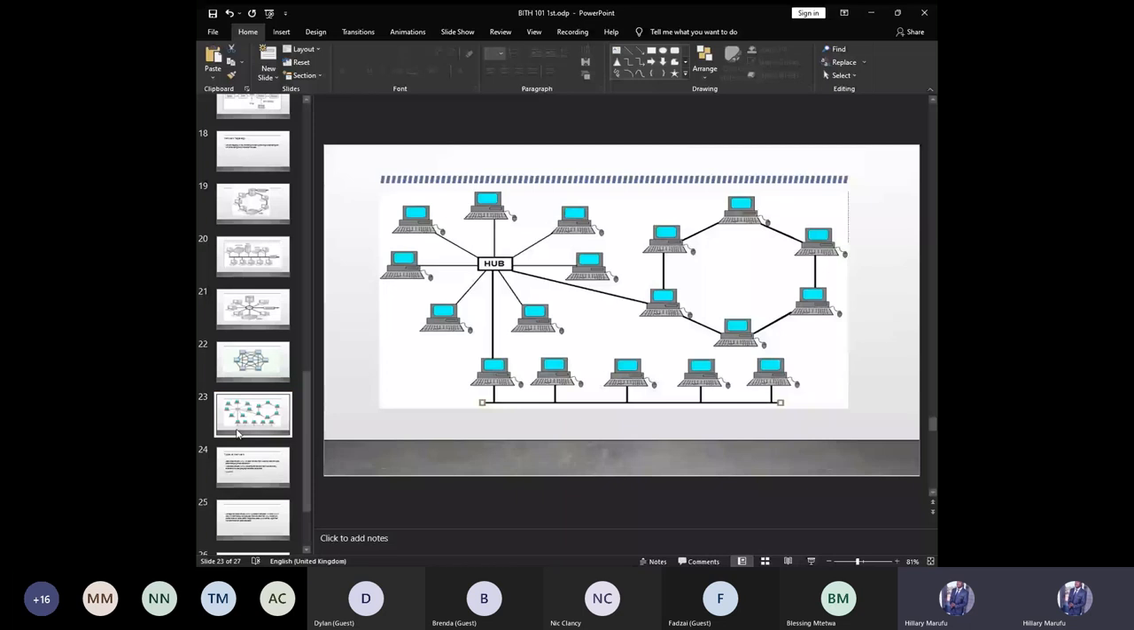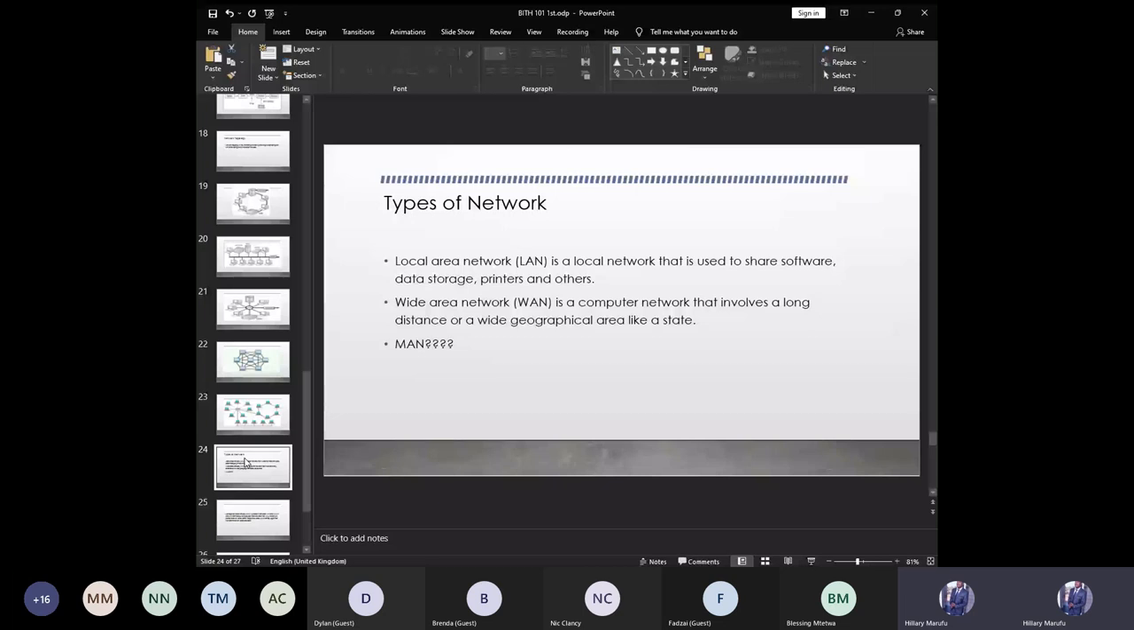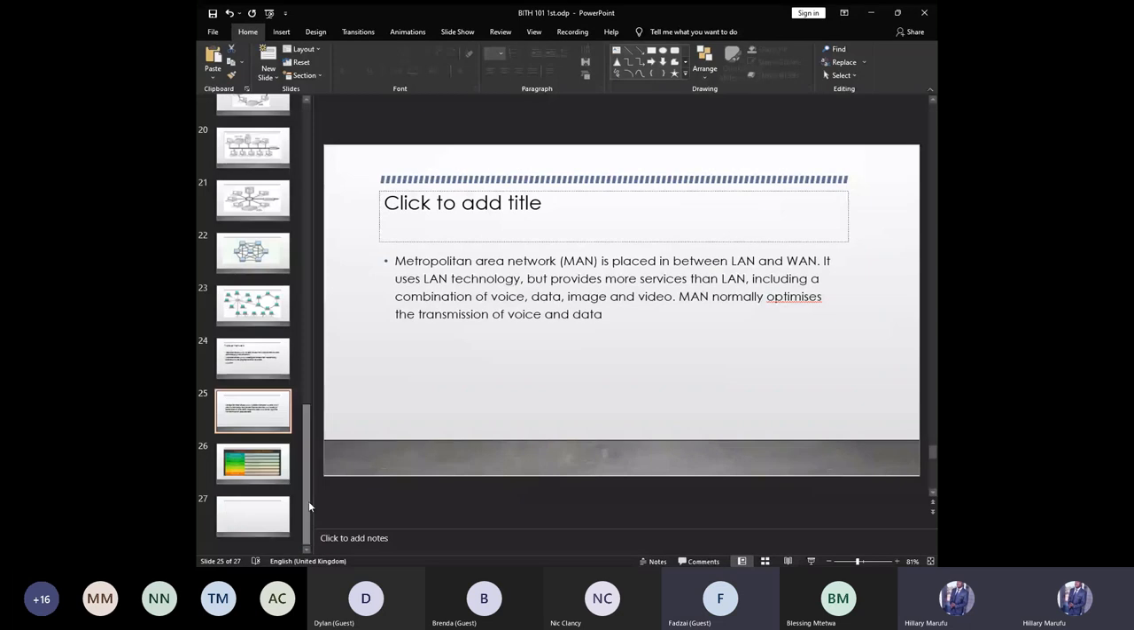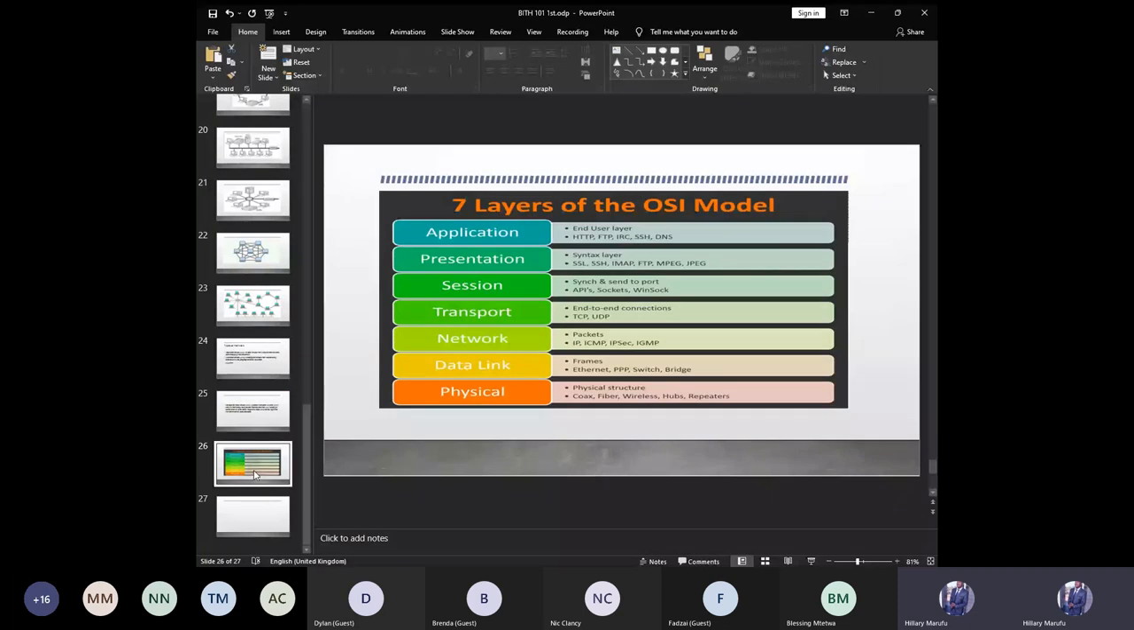Moving on, types of network, we talked about this. We've got a local area network, which is the one that is behind the router, and we've got a wide area network, which is slightly bigger in terms of size. And your metropolitan network lies between your WAN and your LAN, and it becomes your MAN. I'm sure all of this is in your module. Now I've got an interesting diagram here. It's a very interesting diagram, that one.